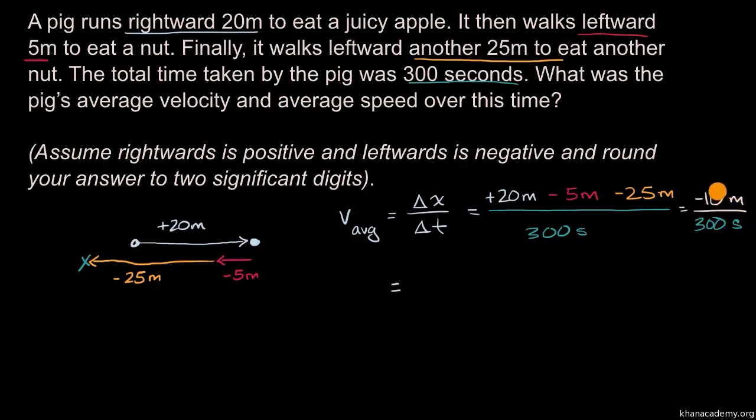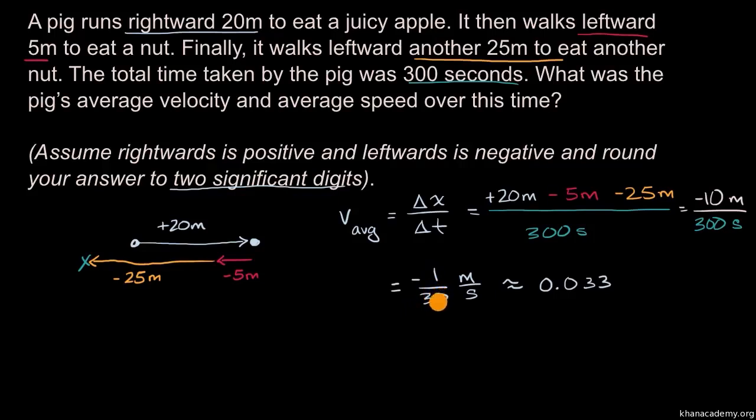So the average velocity is going to be equal to negative 1 over 30 meters per second. The negative specifies that on average the velocity is towards the left. If you want to specify this as a decimal with two significant digits, this will approximately equal negative 0.033. That would be 1 over 30.